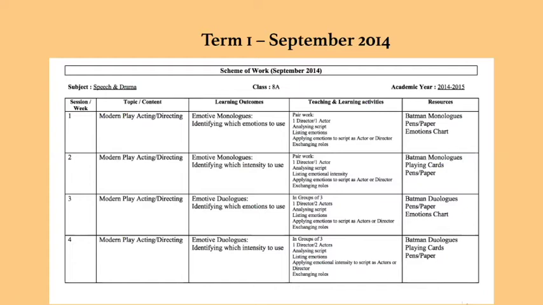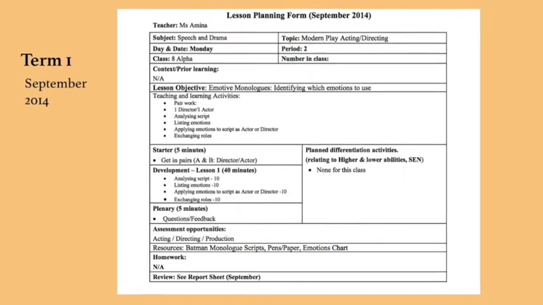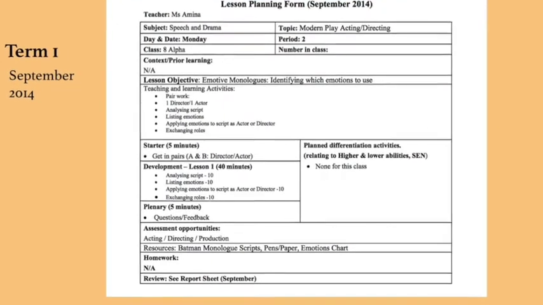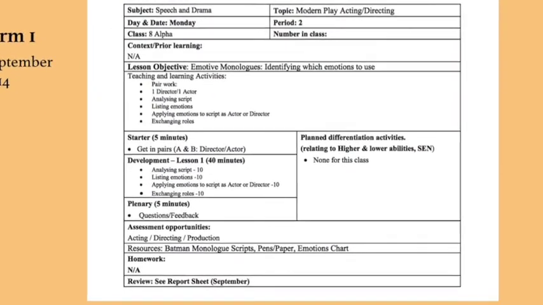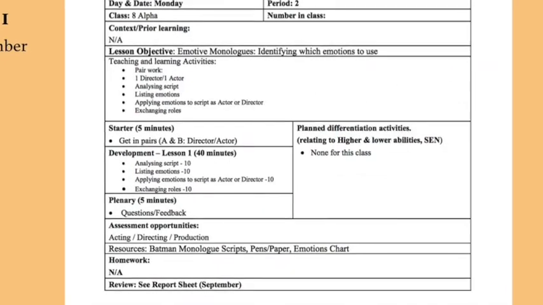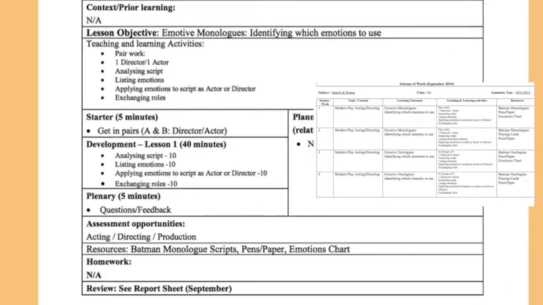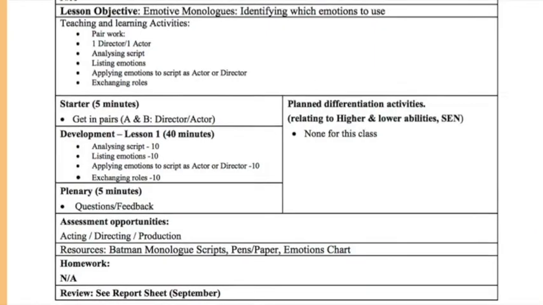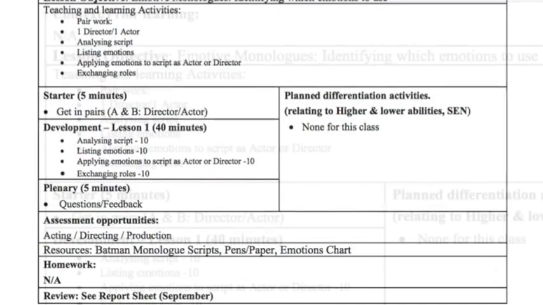As you can see, my topic, my sessions, my learning outcomes, my activities, and my resources are listed. Out of these, it's the learning activities that are going to be more in depth in the lesson plan. Here is the lesson plan for the first week of that scheme of work. As you can see, the scheme of work just listed the activities, but now the activities have numbers beside them.